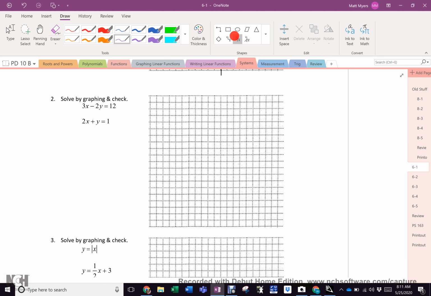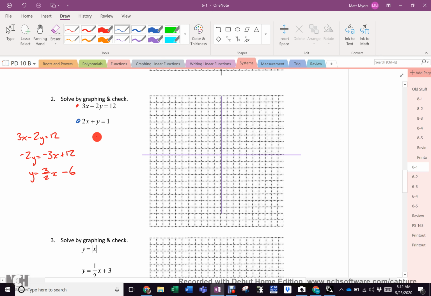So here's a second one. Oh, I've made my axes purple, but that's okay. We can work with that. So here's the first one in red again. 3x minus 2y equals 12. Negative 2y equals negative 3x plus 12. Y equals 3 over 2x minus 6. There's our first one.